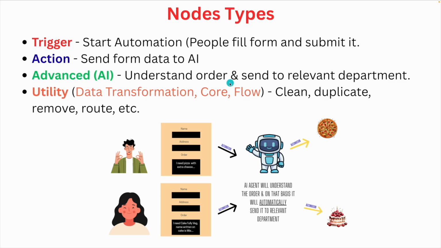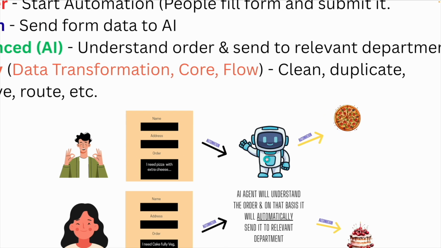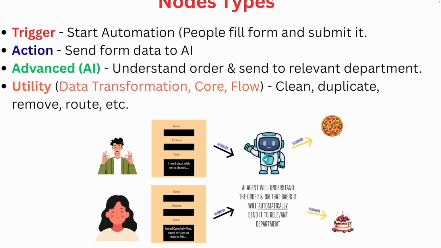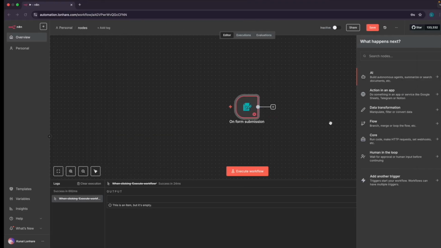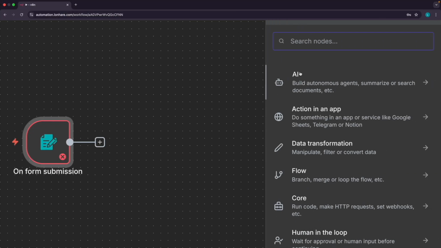After that it will go to the AI, so you can use advanced AI. This will understand the order and send it to the relevant department. You can use AI for various other purposes, but in this example, we are going to use this AI, you can see here. This is very popular in N8N, a very most-used feature, which is AI.